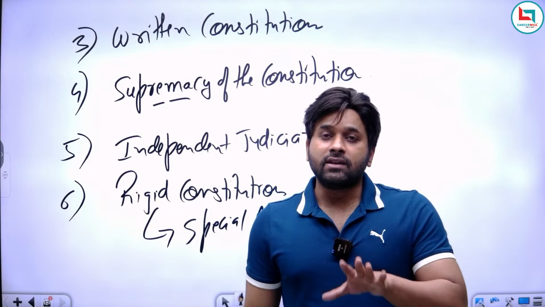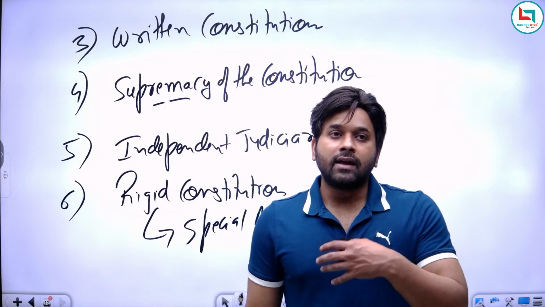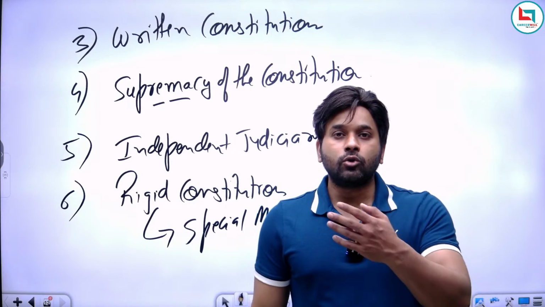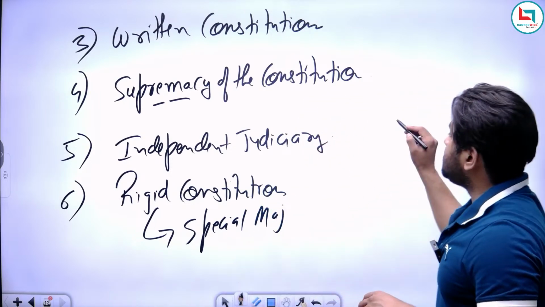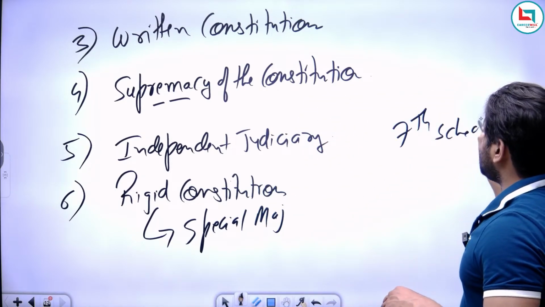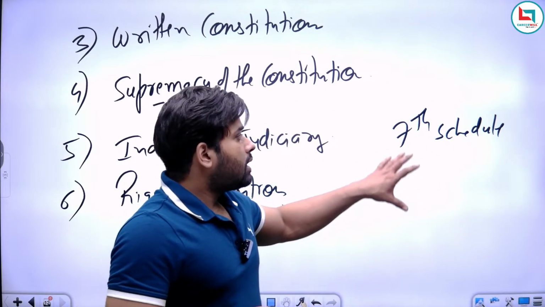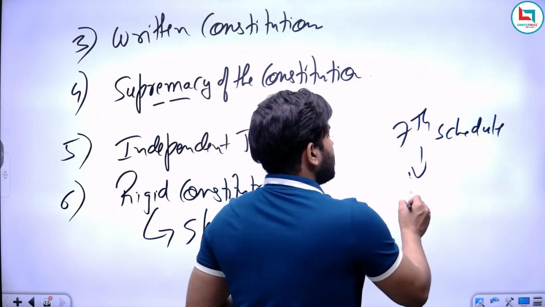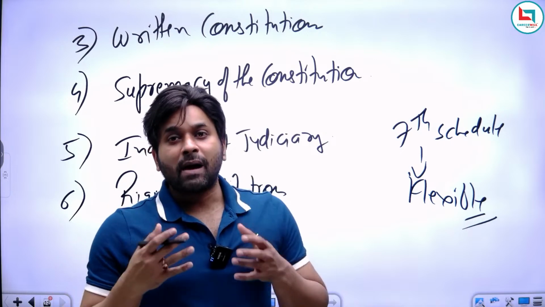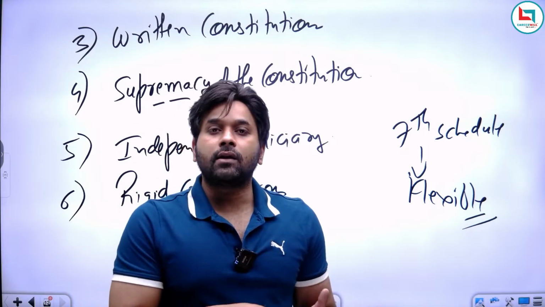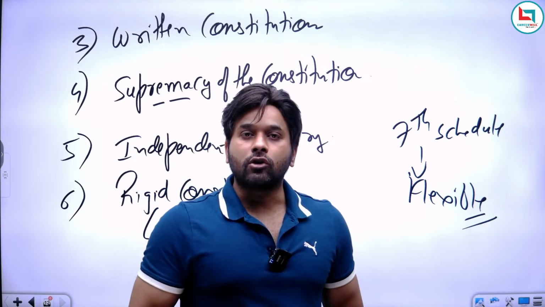Because if things are not rigid, it means things are flexible. And if things are flexible, then it is quite easy for the government to change the constitution or amend its provisions. Now suppose in the 7th schedule, we all know there is division of powers. Now suppose this 7th schedule is a flexible part of the constitution. Now what will happen? Only parliament has the authority. It means only the central government has the authority to amend the constitution. The 7th schedule is also a part of the constitution.